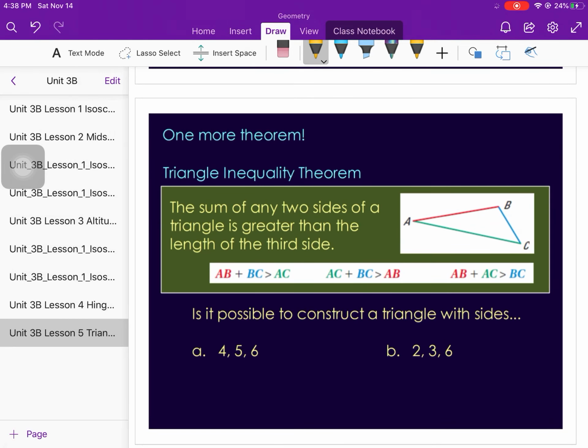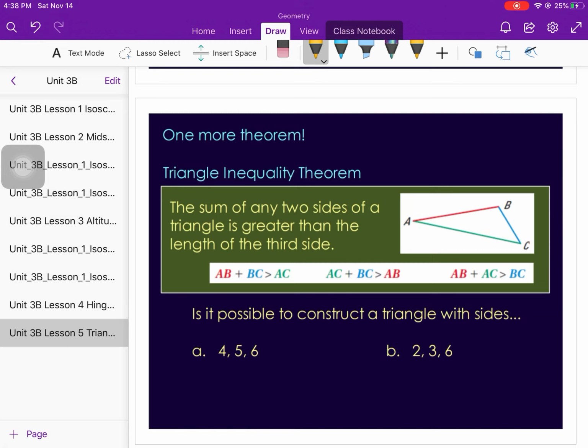Okay, there's one more theorem. This is called the triangle inequality theorem. It states that the sum of any two sides of a triangle is greater than the length of the third side. So the two short sides, basically this is the idea. The two smallest sides have to add up to be bigger than the third side. Otherwise, you're not going to be able to construct a triangle.